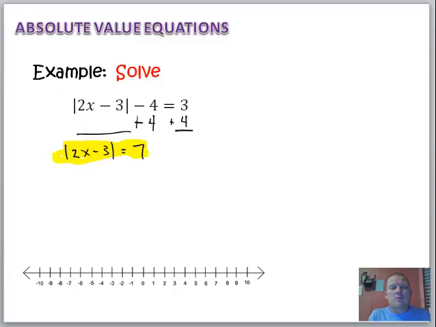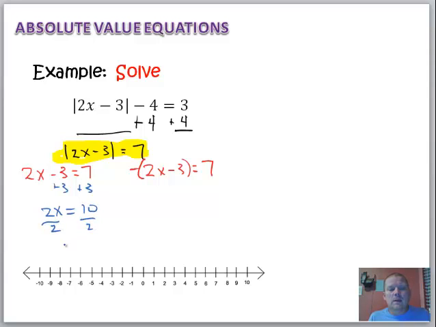Now I want to go through and break into 2 equations and find my answer. So I have 2x minus 3. I'm going to take the positive one, equal to 7, and then I'm going to do 2x minus 3, but I have to make that the negative, and that's going to equal 7. So over here I can add 3 to both sides and get 2x equals 10, divide by 2, and x is going to equal 5.